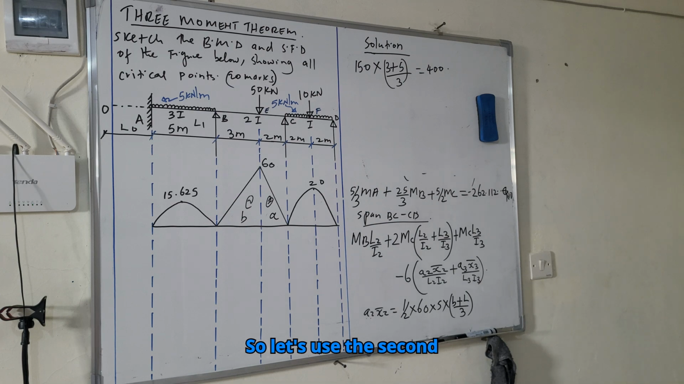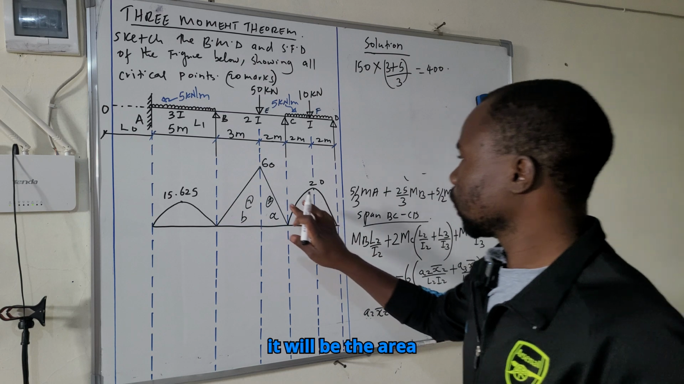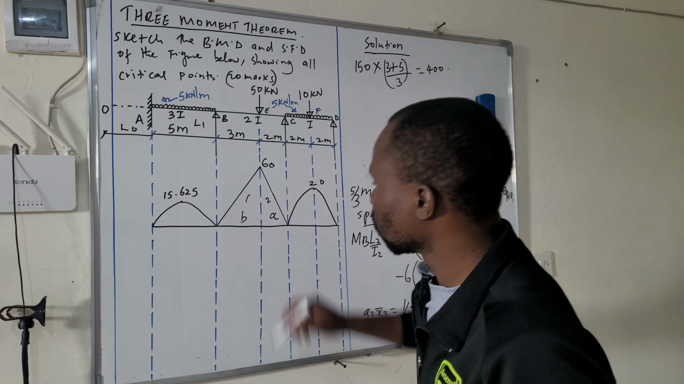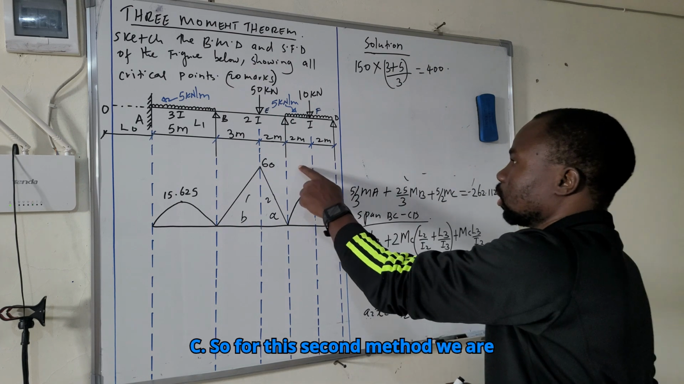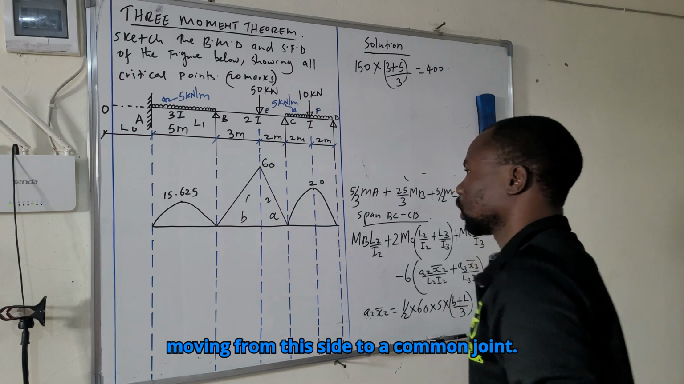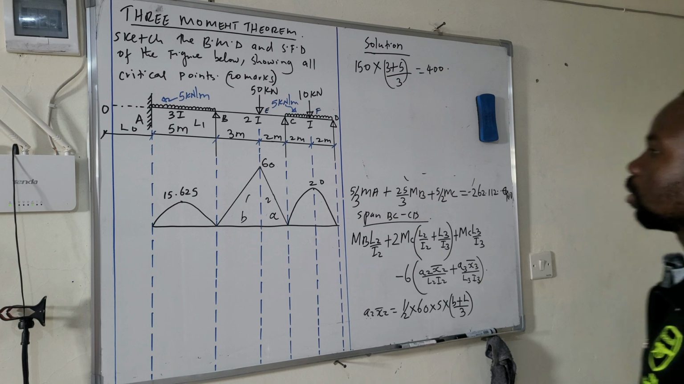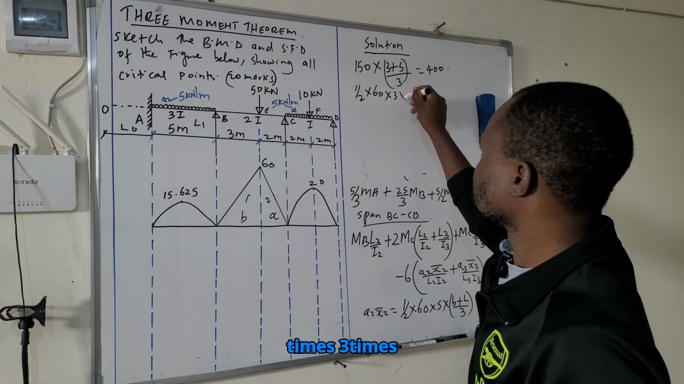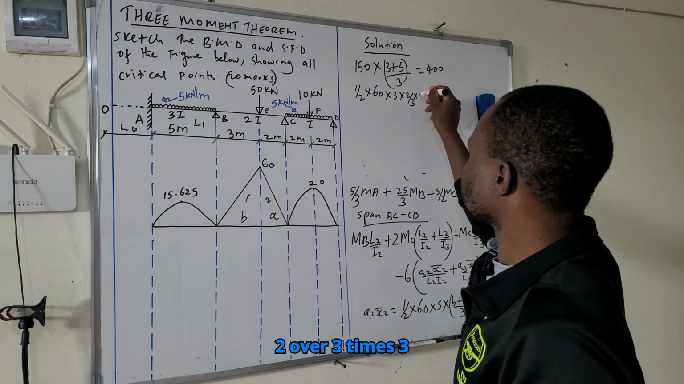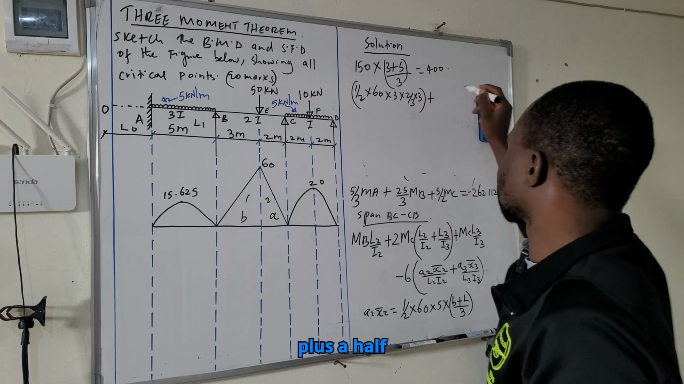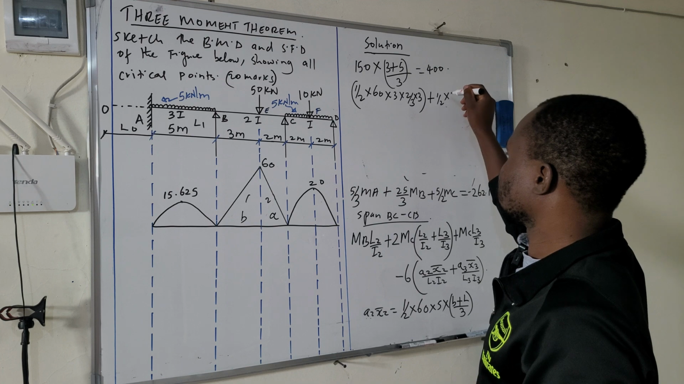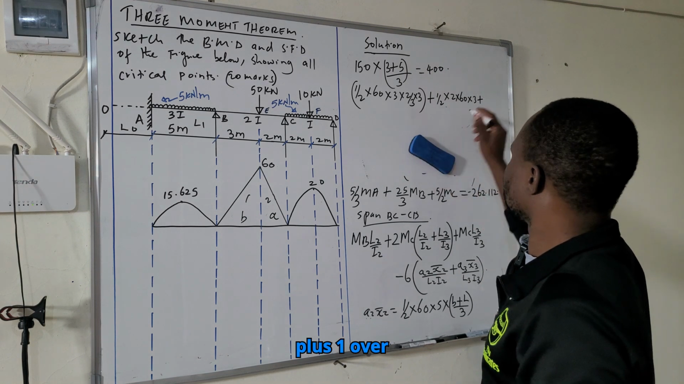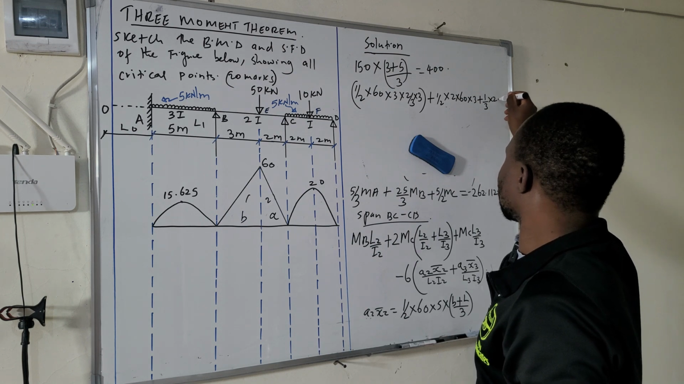So let's use the second method. That second method will be the area of 1 and 2. So again, our common joint is C. For this second method, we are moving from this side to a common joint. So if we start from area of triangle number 1, it will be a half times 60 times 3 times 2 over 3 times 3, plus a half times 2 times 60 times 3 plus 1 over 3 times 2.